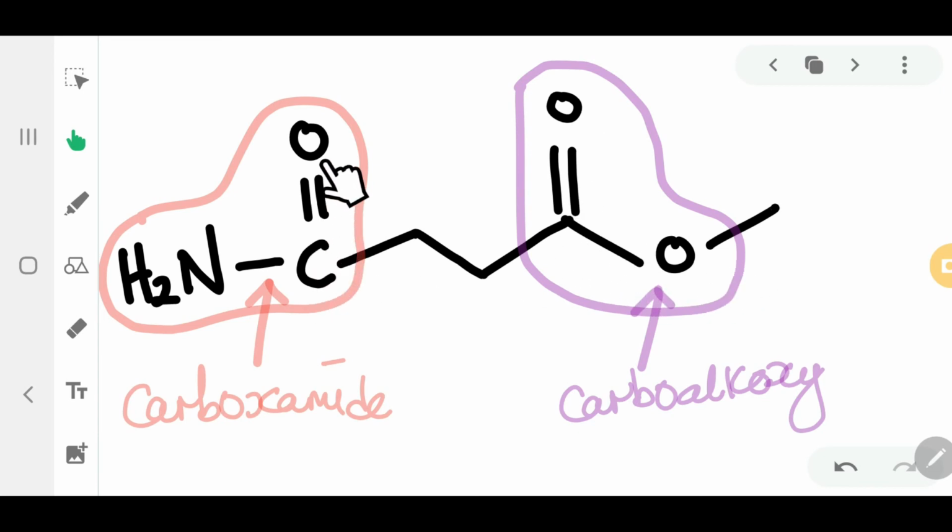When you have C double bond O and at that carbon, you have NH2 attached to it, or nitrogen attached to it, this one is carboxamide. So you have carboxamide functional group.